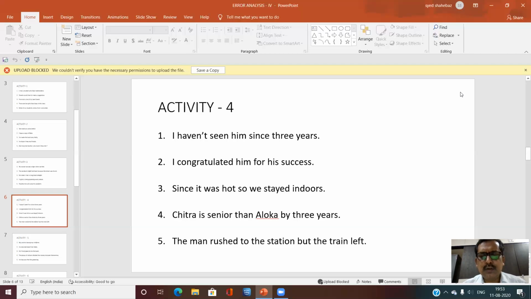The man rushed to the station, but the train left. So here, two actions were completed, one after the other. So we have to refer the first action in past perfect tense and the second action in simple past tense. So the man had rushed to the station, had rushed. First completed action is this one. So use past perfect tense. The man had rushed to the station, but the train left.